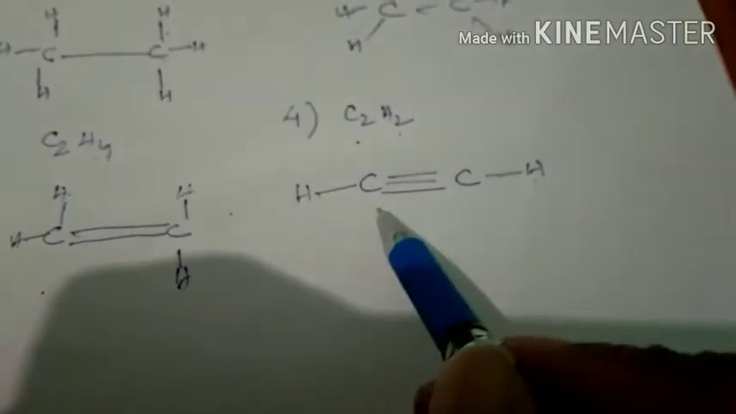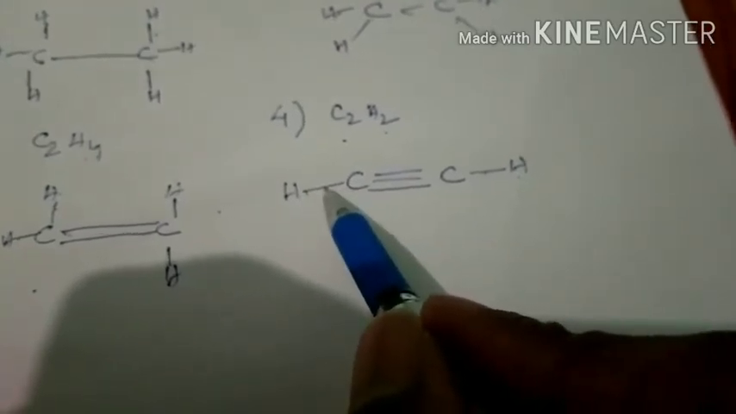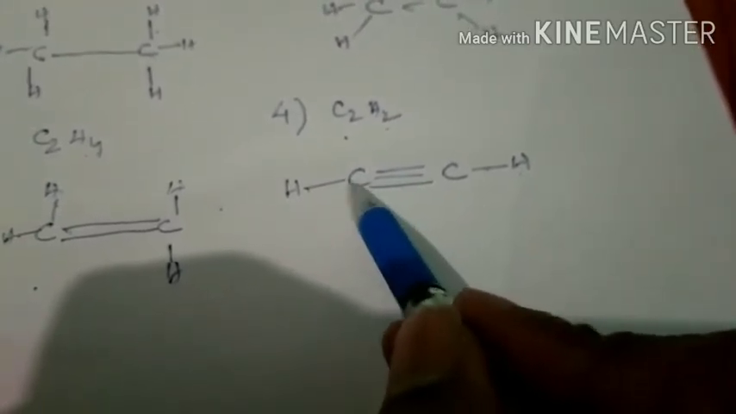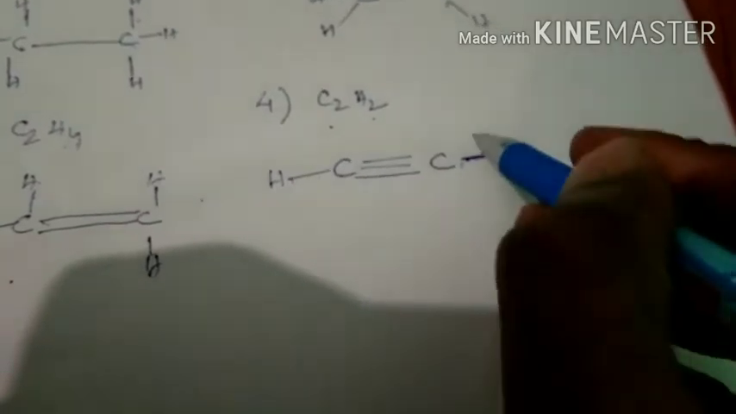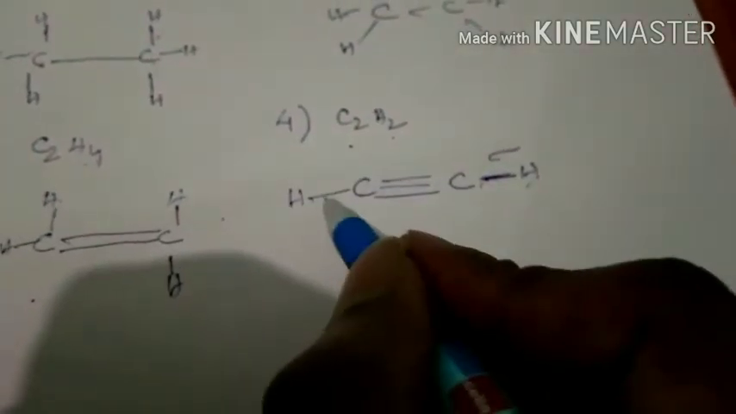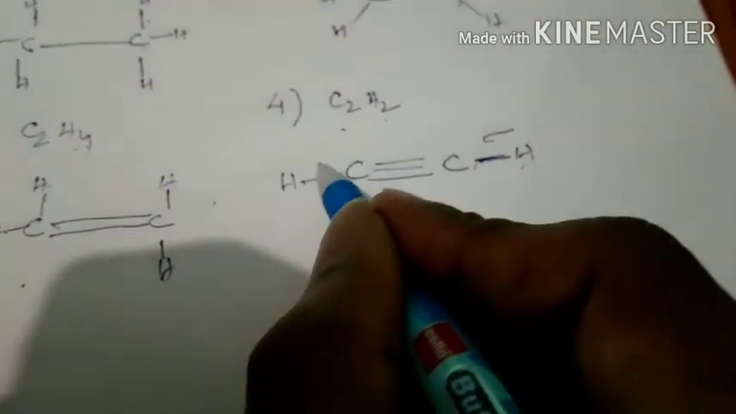So here carbon forms four bonds. 1 2 3 4. Here also 1 2 3 4. So this is the way to draw the structure of this compound. Here we have to know one point. If only one bond is present between two atoms, then that bond is called a sigma bond. Here also only one bond is present between two atoms, so this is called a sigma bond.